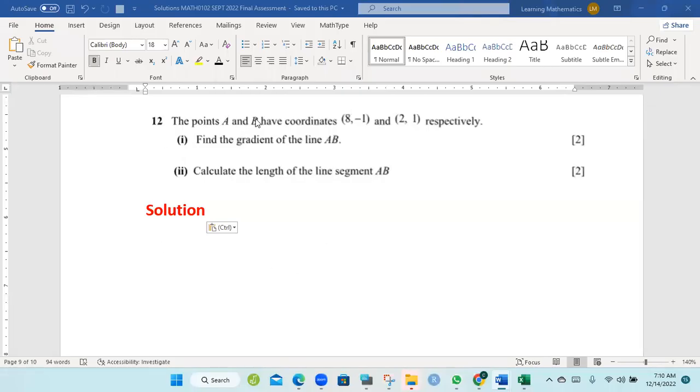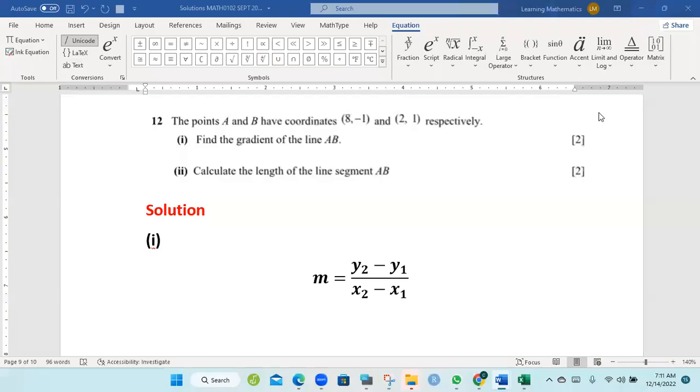The points A and B have coordinates (8, -1) and (2, 1), respectively. Find the gradient of the line. So therefore, we need to obtain the formula for gradient of line. The gradient of line, m, is equal to y2 minus y1 over x2 minus x1. Now we have to identify which is y2, y1, x2, x1.